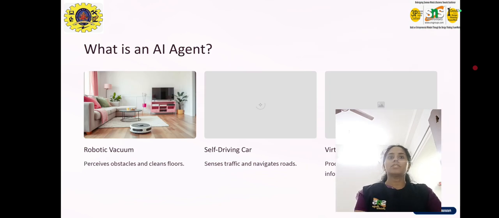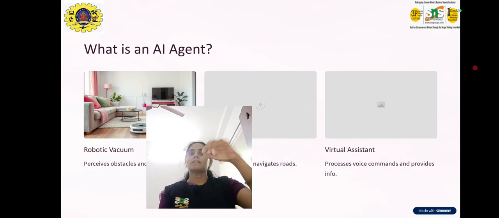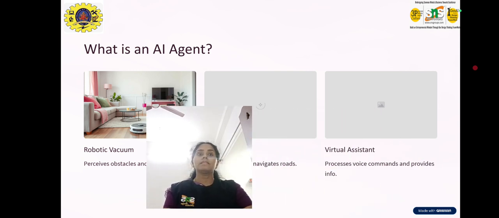What is an AI agent? An AI agent is any system that can perceive its environment using sensors and act upon that environment using actuators. Examples include a robot vacuum that senses dirt or obstacles and moves accordingly. A self-driving car detects traffic and road conditions and then makes driving decisions. A virtual assistant listens to your voice commands and performs tasks like setting reminders or searching the internet. These agents are designed to act intelligently based on what they sense.